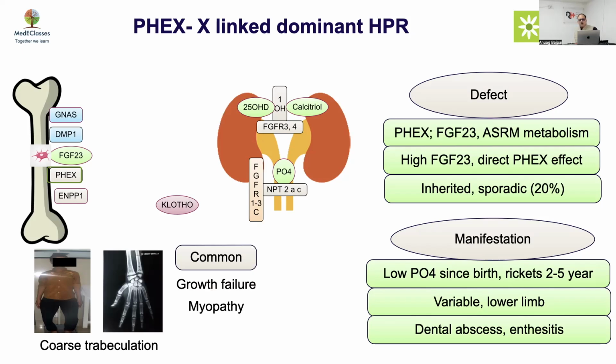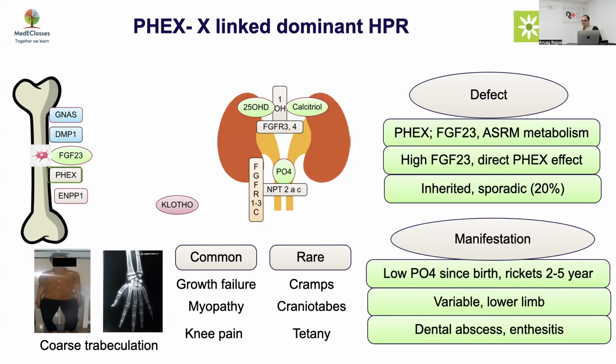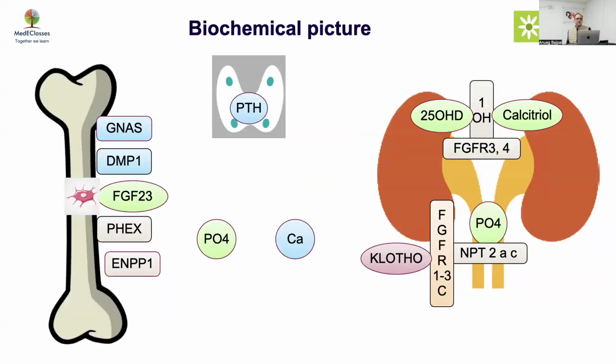Other things which happen are growth failure, and because of low phosphate, muscles also become weak. Phosphate is required for ATP, so if that becomes too low, then you will have myopathy also, and knee pain which is common. Rare manifestations are cramps. Cramps are much more common with magnesium deficiency and potassium deficiency, but as I said, if you have low phosphate, your magnesium will also go down. Potassium will also go down. That will cause cramps here. Craniotabes is very unlikely. Tetany will never happen. If you have tetany, which means calcium is low, it is not because of hypophosphatemic rickets.